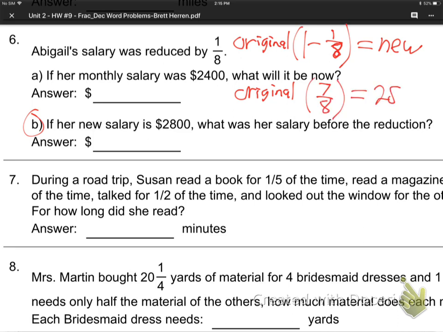The new salary is the 2,800, isn't it? Right? It even says, new salary is 2,800. And I want to find her original salary before it was reduced by 1/8. So let me see, I got a whole pie, but then somebody took away 1/8 of my pie. How much of my pie is left? 7/8 of my pie.